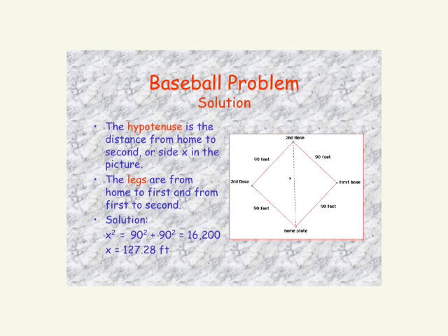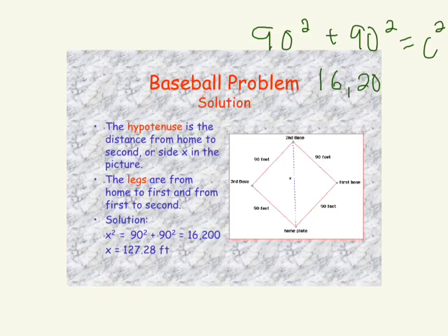So we know that leg squared plus leg squared equals hypotenuse squared. So 90 squared plus 90 squared equals the unknown squared. So 90 squared plus 90 squared is 16,200, and that's equal to c squared.